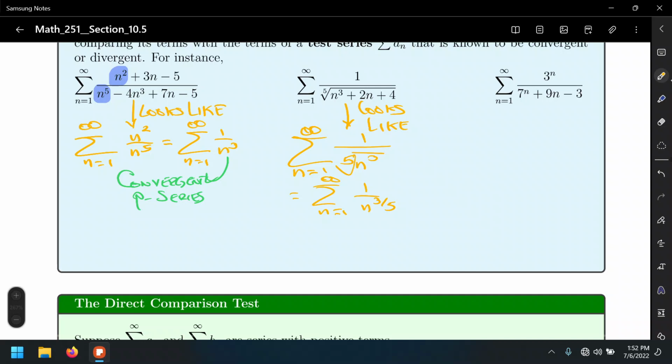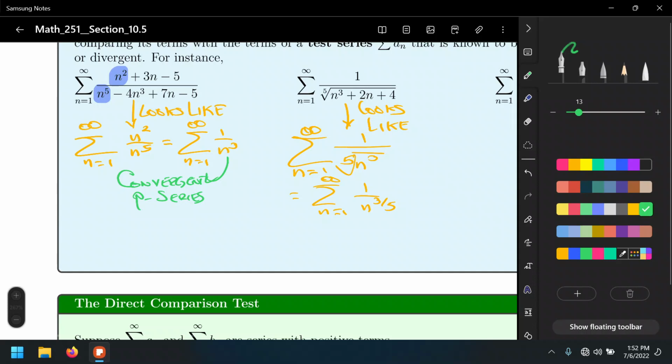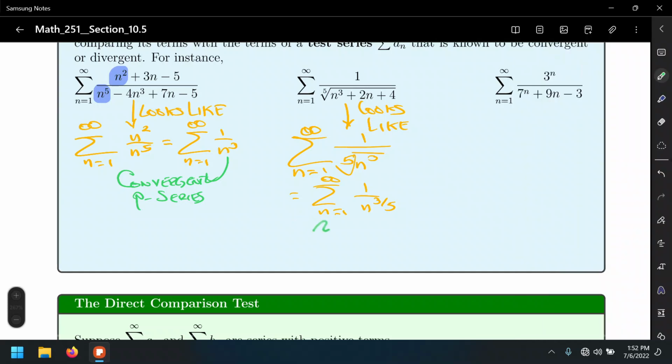And in this case, by the p-series test, we have a divergent p-series. Right? Because of the value of p over here. Okay?